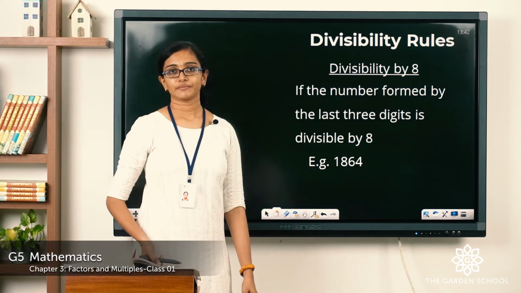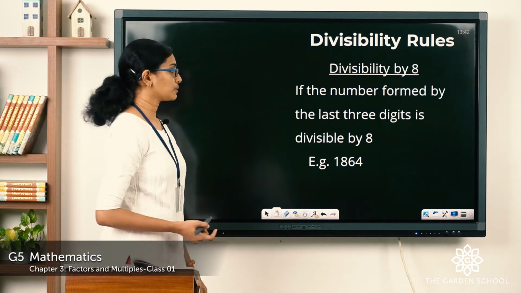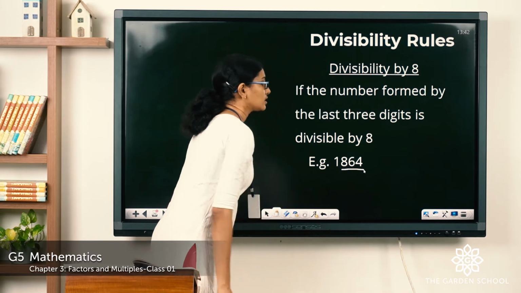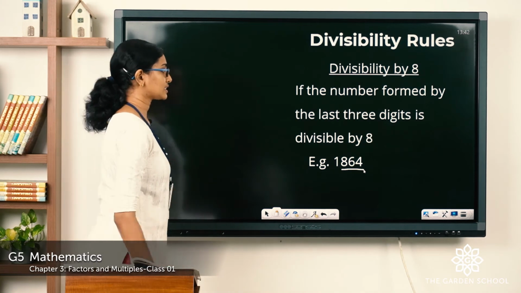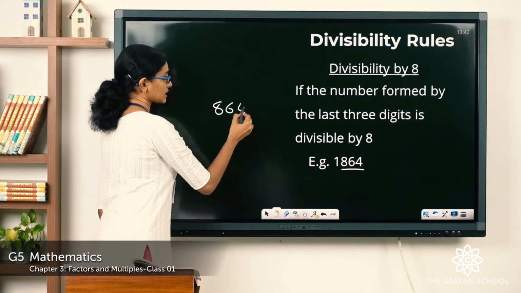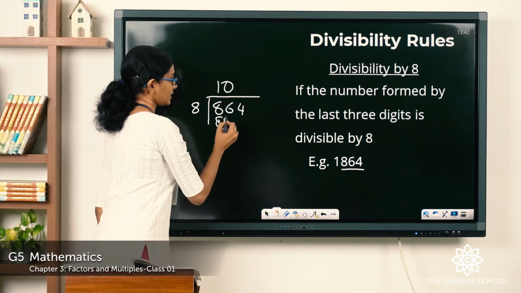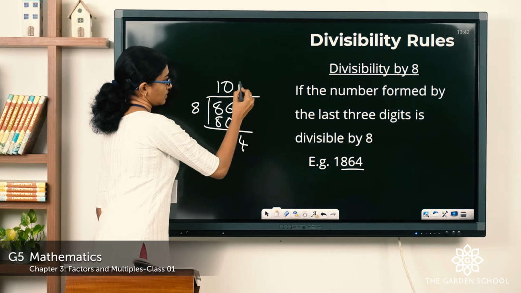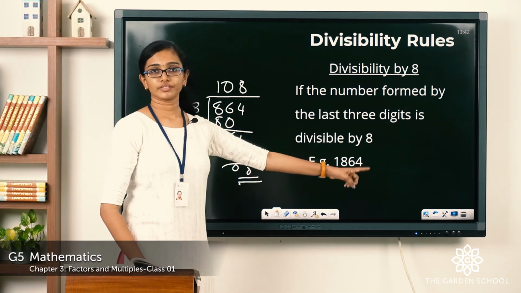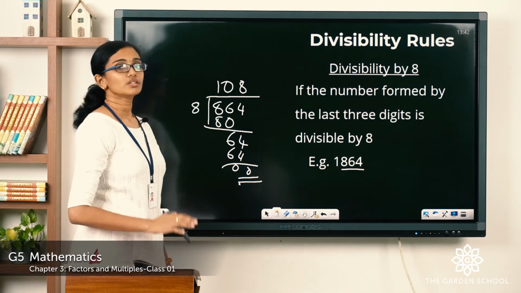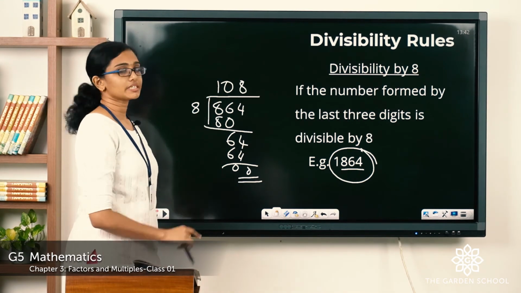Now, let's see the divisibility by 8. If the number formed by the last 3 digits is divisible by 8. What is the number formed by the last 3 digits in this example? It's 864. Let's see if 864 is divisible by 8. 8 tens are 80. 8 eights are 64. So, yes, 864 is completely divisible by 8. So, we can say this whole number 1864 will be divisible by 8.